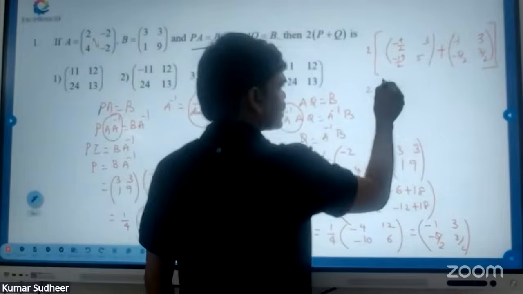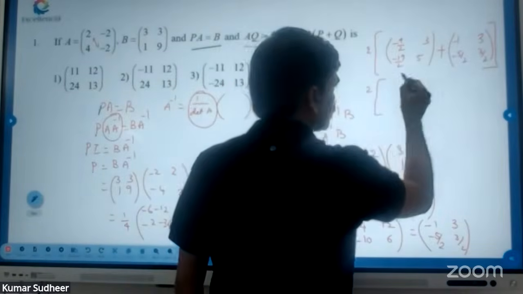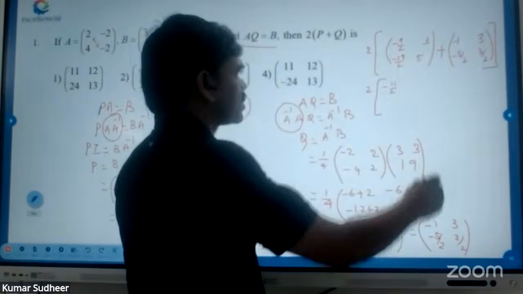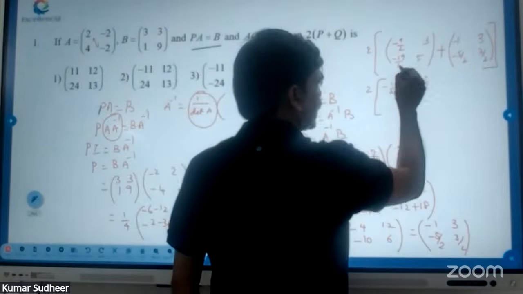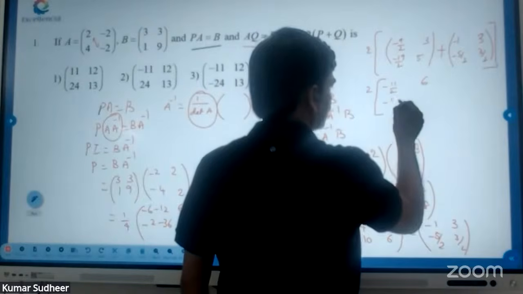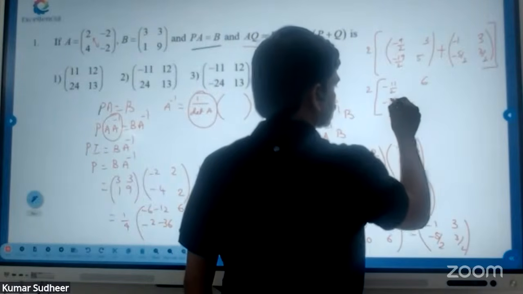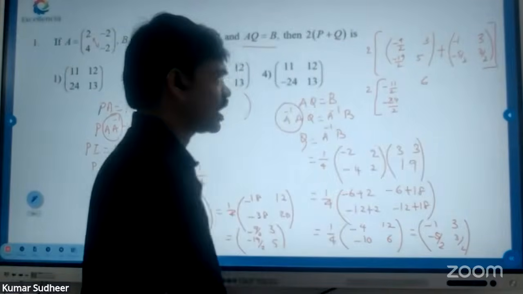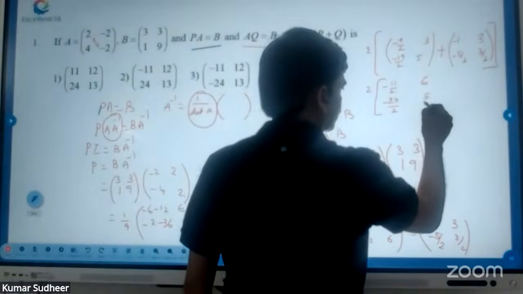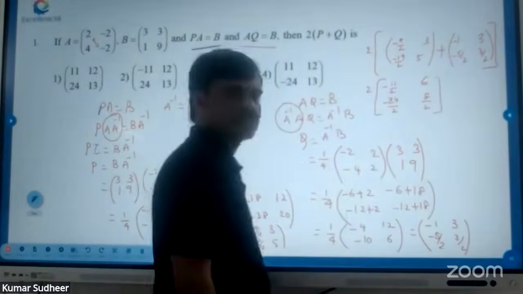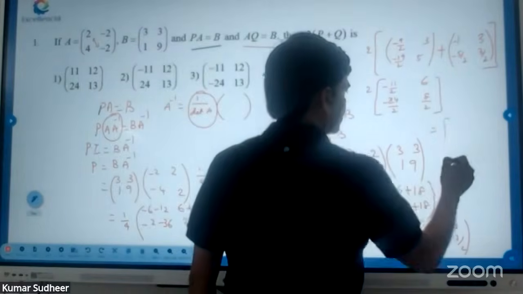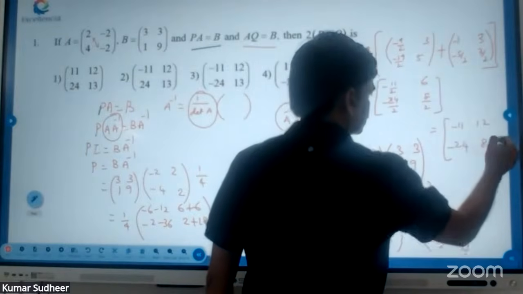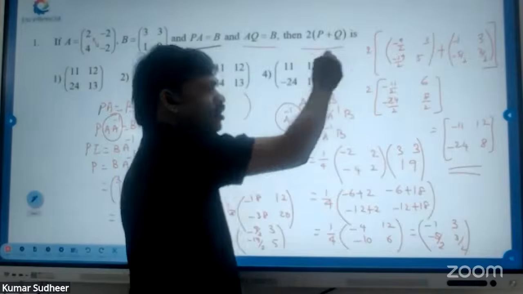So add these two matrices. That is equal to minus 9 by 2, minus 1, that is minus 11 by 2. Now 3 plus 3 is 6, minus 9 by 2, minus this is minus 14 by 2. This is 24 by 2, minus 19, minus 5. Again, it is nothing but 8 by 2. So multiply with 2, we get minus 11, 12, minus 24, 8. So we get the matrix 2 into P plus Q.